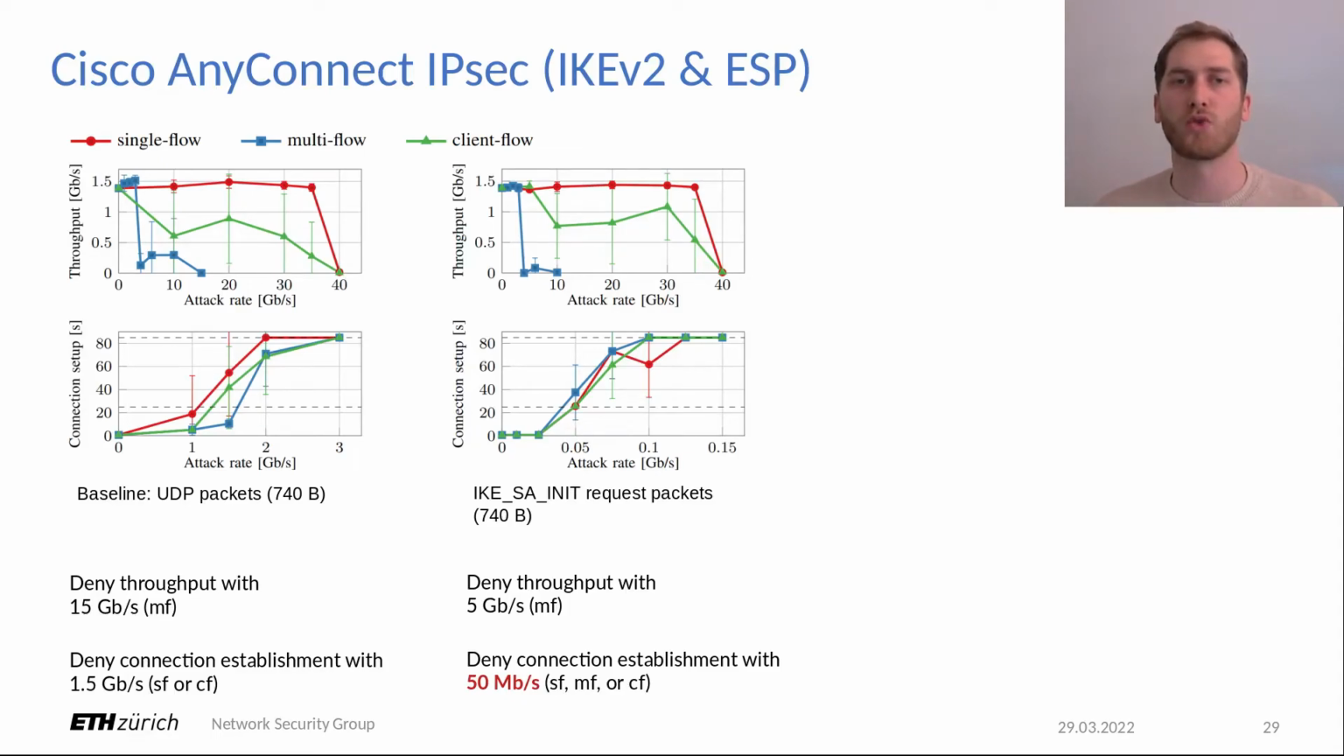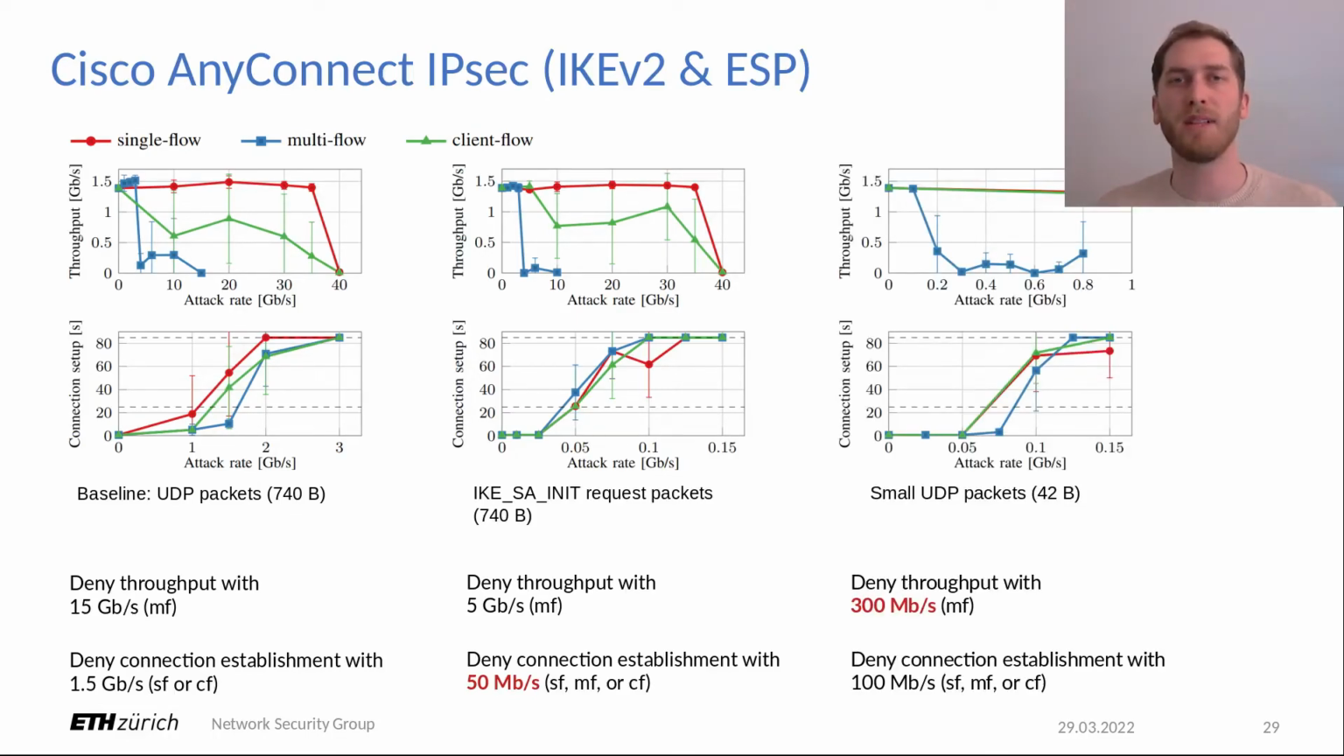In contrast to strongSwan, we see that already a flood of generic UDP packets over multiple flows significantly impacts the VPN's functionality. Therefore, we also flooded the server with minimal sized UDP packets. And we see that already 300 megabits per second of attack traffic is sufficient to deny throughput of an already established connection.